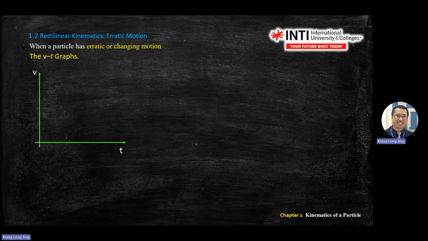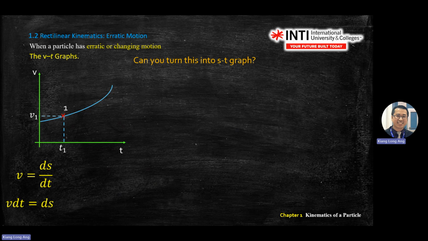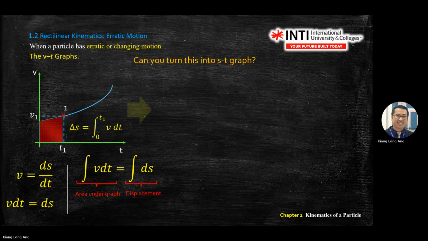So let's say you have a VT graph that you have derived. So you have position 1 at the T1 and V1. Then you turn this one into an ST graph. You use the same approach. You integrate it. So the left-hand side of the integration, V dt, is the area under the graph. And the right-hand side gives the answer for the S graph. The red color region becomes one dot on the ST graph.